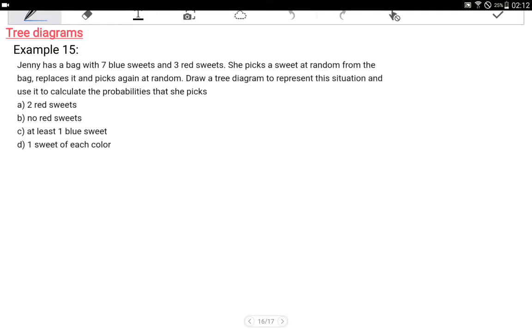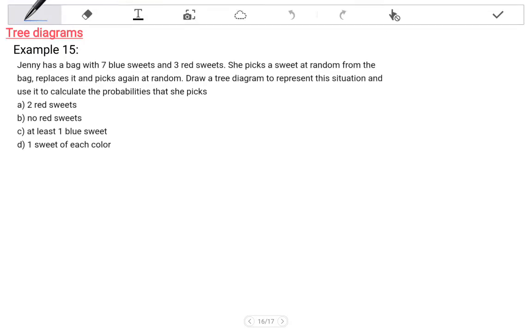Another simple example to understand the use of tree diagrams. Example 15. Jenny has a bag with 7 blue sweets and 3 red sweets. She picks a sweet at random from the bag, replaces it, and picks again at random. Draw a tree diagram to represent this situation and use it to calculate the probabilities that she picks 2 red sweets. Let's first organize a tree diagram.